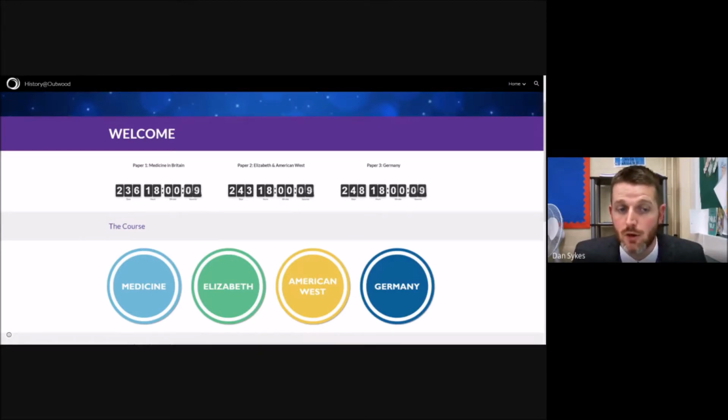Currently, we've been told that they will sit all of the content. So that's paper 1, which is medicine in Britain, paper 2, which is Elizabeth and American West, and paper 3, which is Germany. You can see those papers on my presentation that I've got up on display at the moment. The countdown clocks are for the current year, which is Year 11.